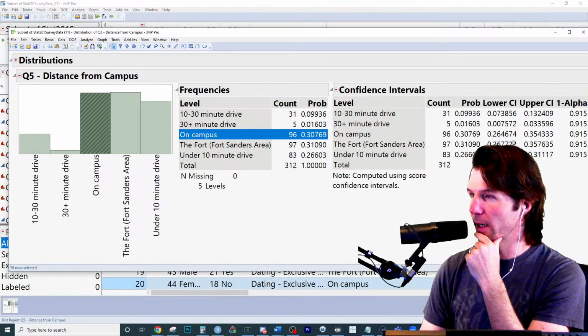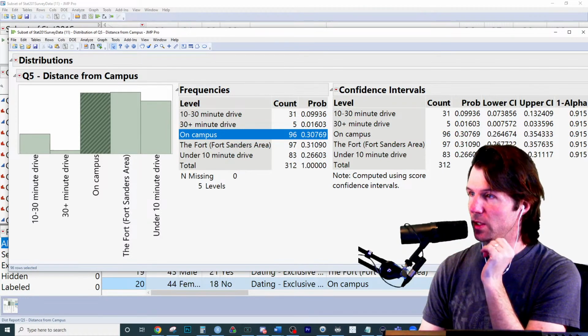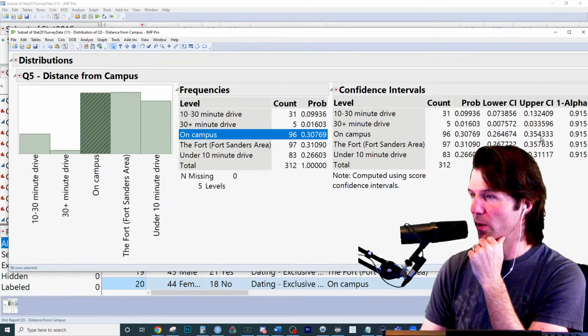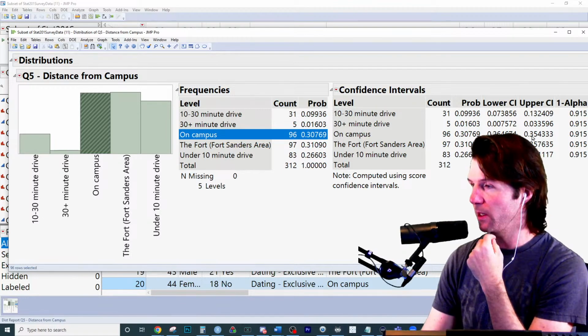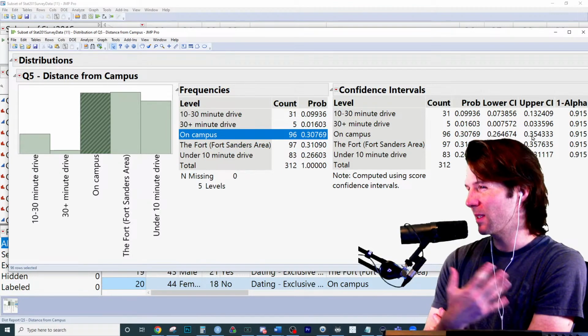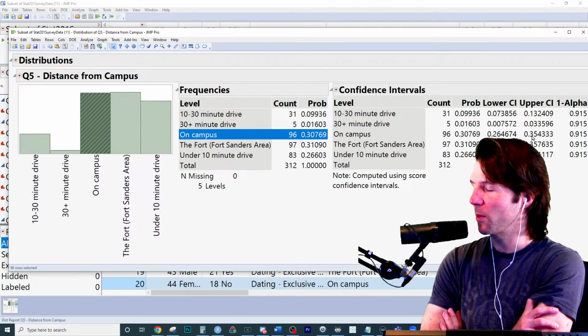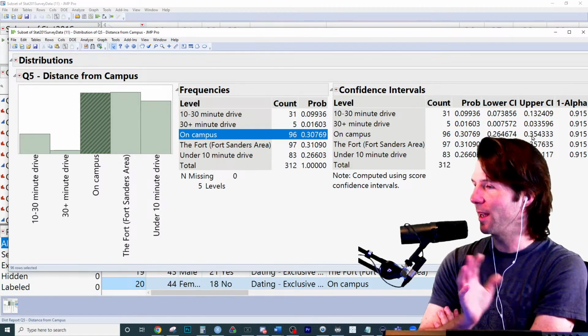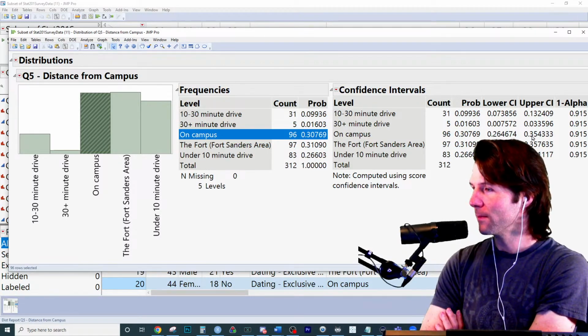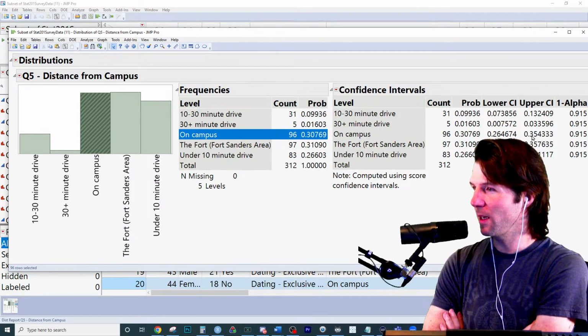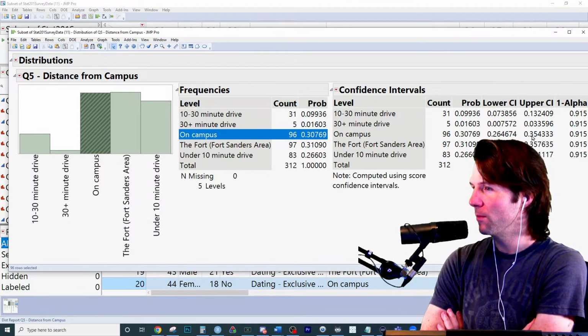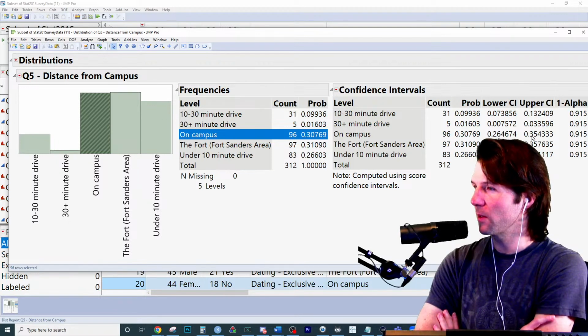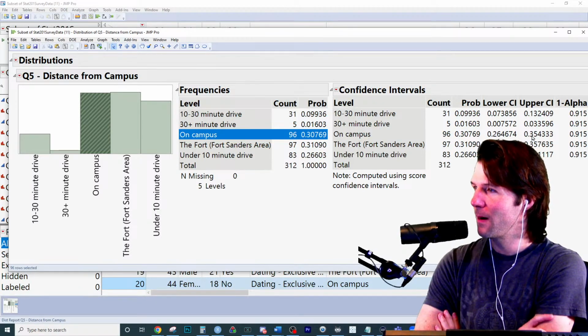Look at the interval, and I think the truth is somewhere between about 26.4 to 35.4. Do you think it's plausible to believe about a third of students live on campus? Someone said, about a third of students probably live on campus. Would you say it's believable, or would you say, nah, I don't think that's true? If someone said, I think about a third of students live on campus, would you say, yeah, that seems possible? Or, nah, I don't think that's true.